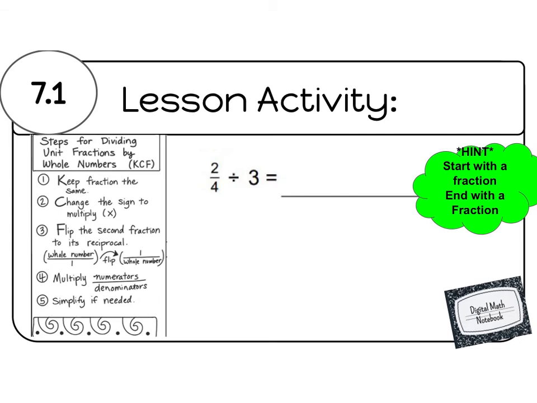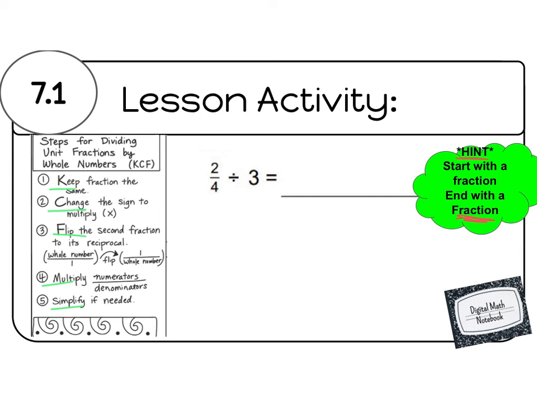All right, fifth graders, it's already time for our lesson activity. As you can see, today's lesson is a pretty quick one. Here are the steps to the side again. Keep, change, flip it upside down, then multiply and simplify. I did put one other thing here, and this is going to be important as we go through this unit. So here's our hint. If we start with a fraction, then our answer will also be a fraction. So start with a fraction, end with a fraction.